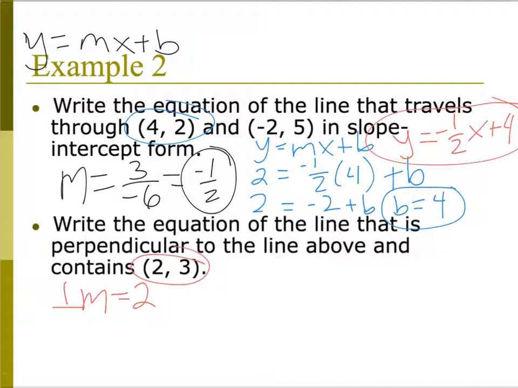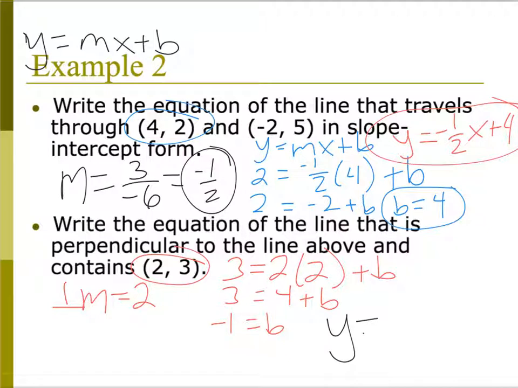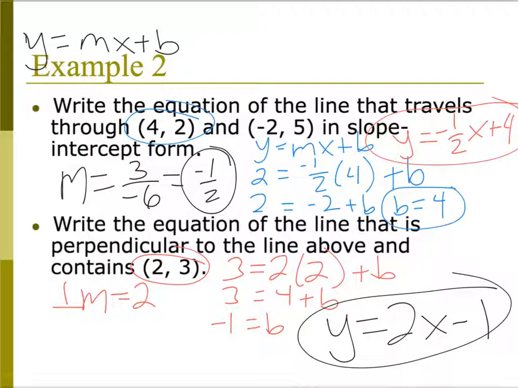Same process. My y is 3 equals my slope, which is 2, times my x, which is 2, plus b. All right, we got 3 equals 4 plus b. Subtract 4, I get -1 equals b. So my final answer, y equals 2x minus 1. That would be the equation of the line that is perpendicular to the red one up above and goes through the point 2, 3. All right.